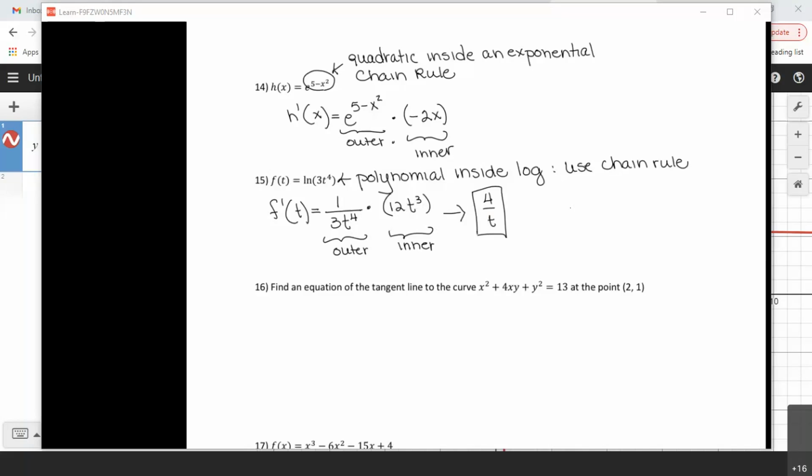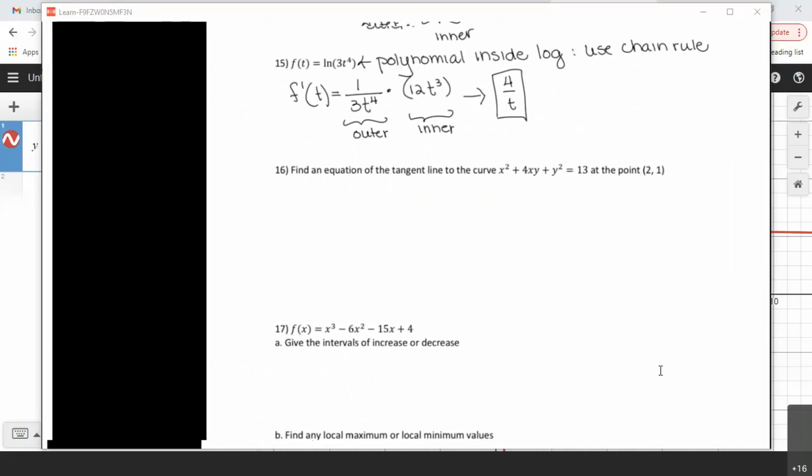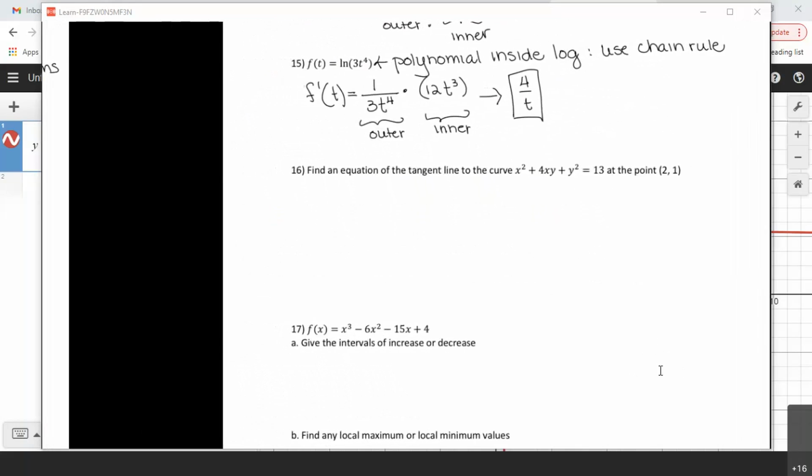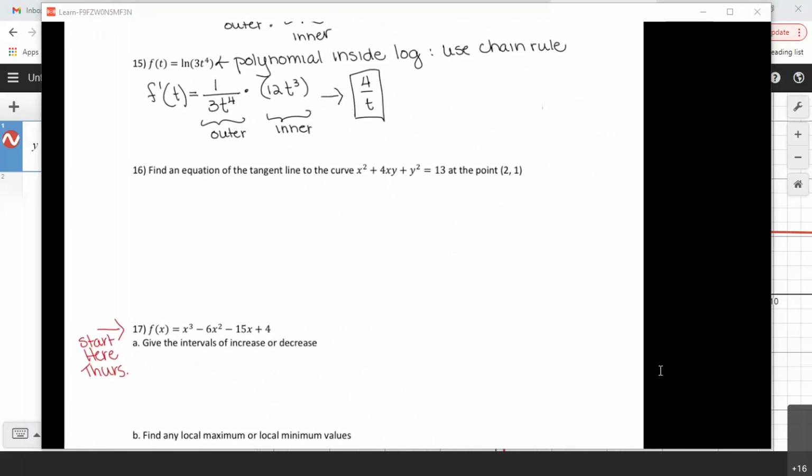All right. I think I'm going to end with number 16 and we can start with number 17 next time. So I'll put a mark here and say start here on Thursday. Let's see if we can do number 16 though, in the time we have left.